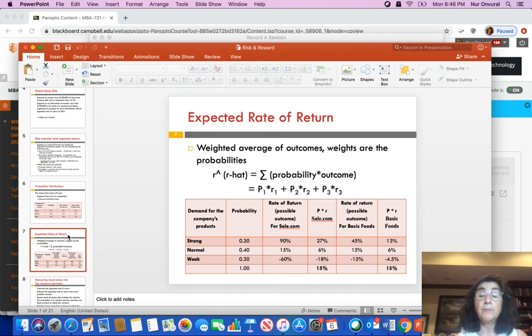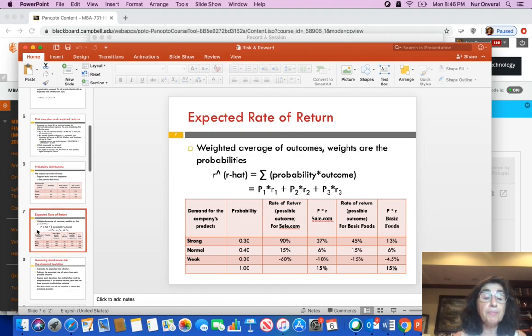So that would be 30% multiplied by the rate of return for the first company for a strong demand, plus the same for a normal demand, plus a weak demand, and that gives us the expected rate of return. If we do that for Sale.com, we come up with 15%, and if we apply the same weighted average of outcomes to Basic Foods, we also have 15%. So in this example, their rate of return is exactly the same.